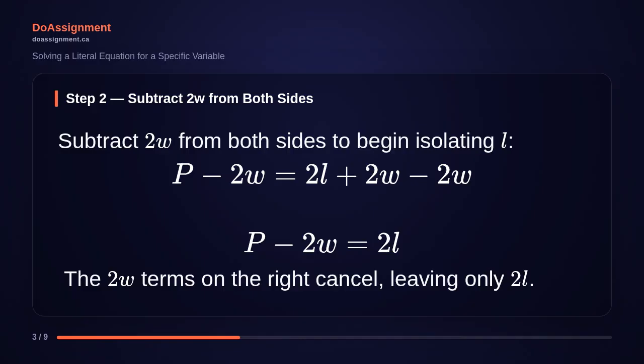To get the term with L by itself, we subtract 2W from both sides. On the right side, positive 2W and negative 2W cancel each other out, leaving just 2L. So we now have P minus 2W equals 2L.